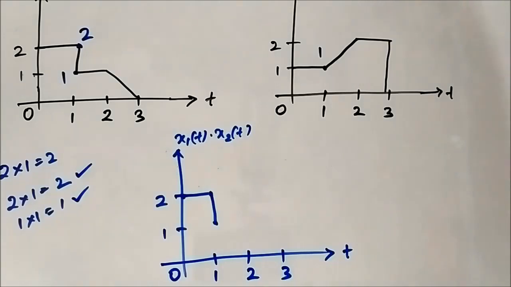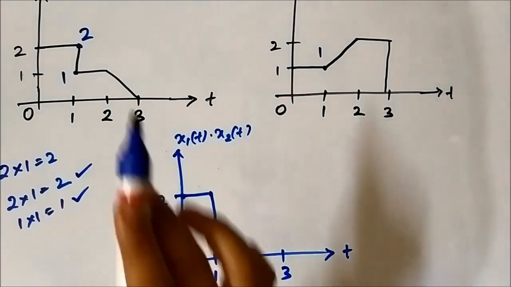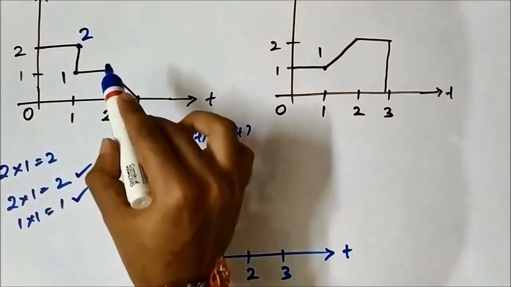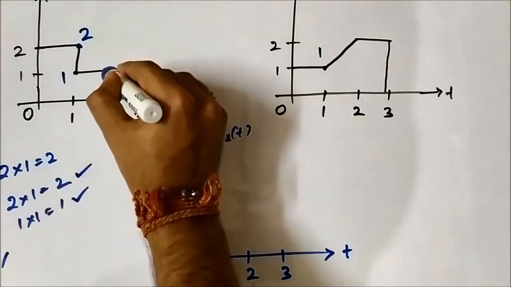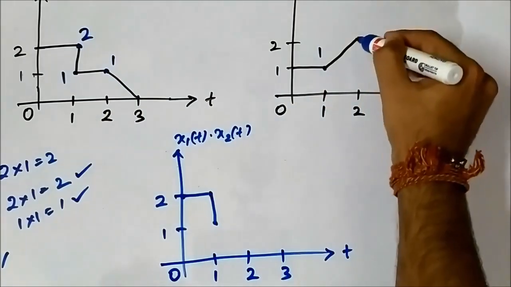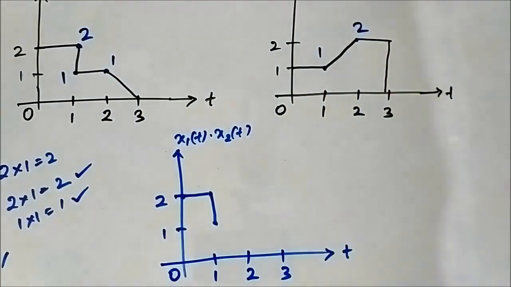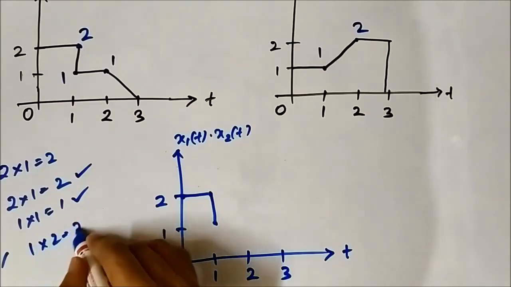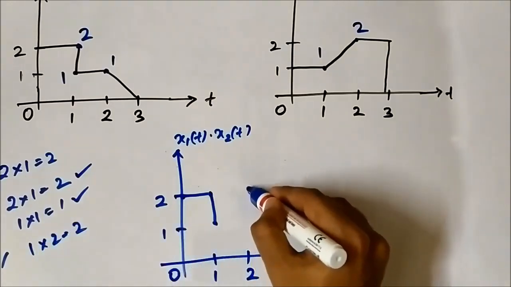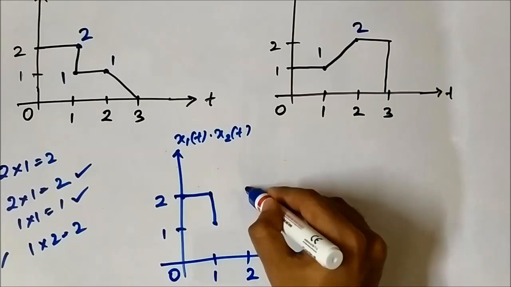Then at t equals 2, this has a value 1 and this has a value 2. So 1 into 2 equals 2. At t equals 2, again it increases to 2.